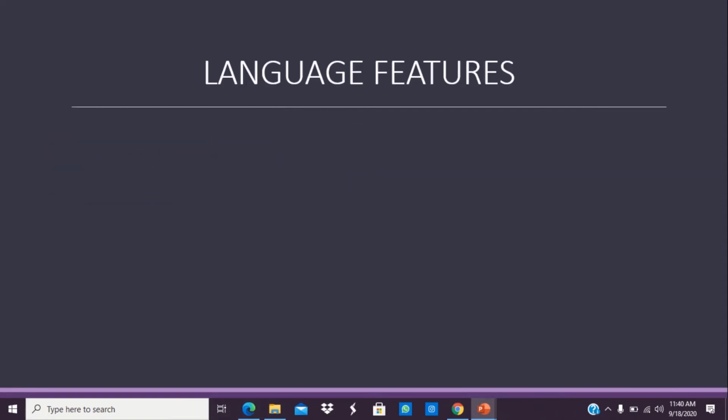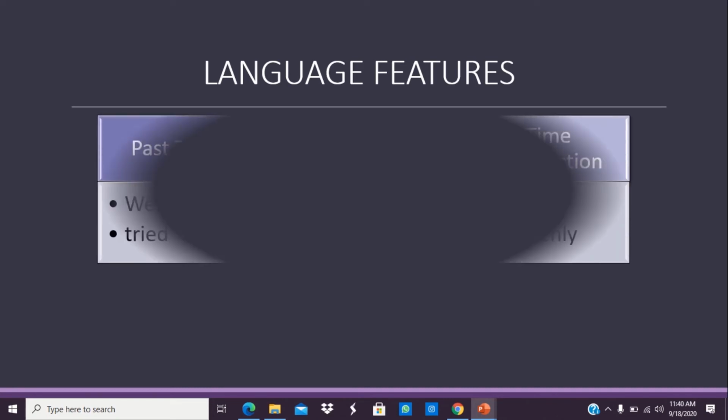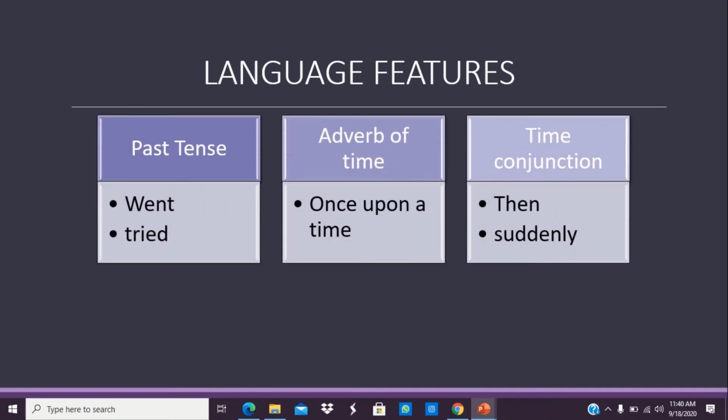Now, we're gonna go to the language features. Language features of narratives. The first one is past tense. Because the event is happening in the past, we have to use past tense. And the second one, we have adverb of time. For example, like once upon a time. It shows in the first sentence of the first paragraph of narrative text.